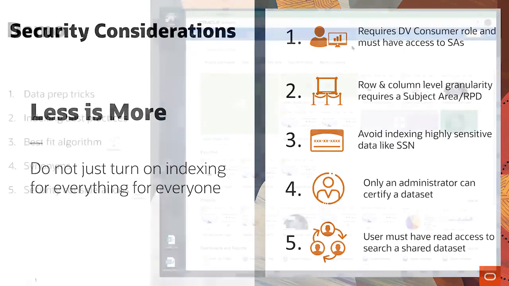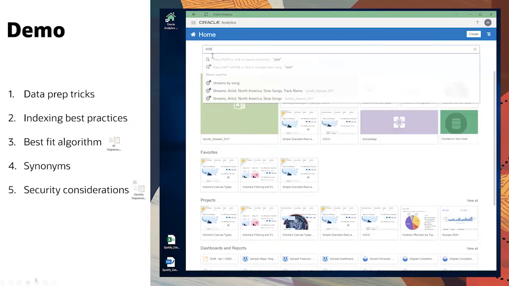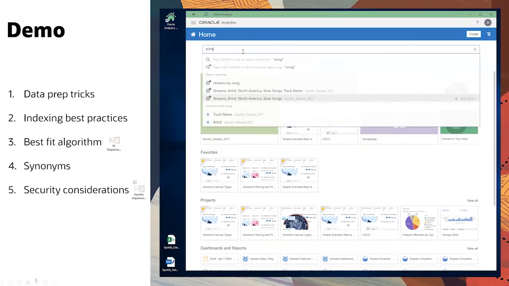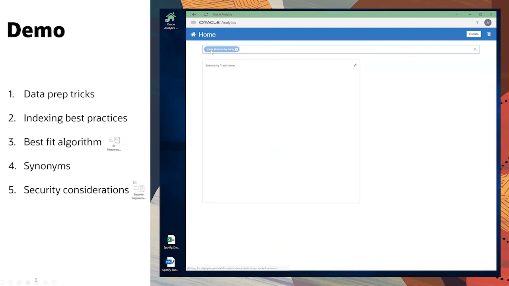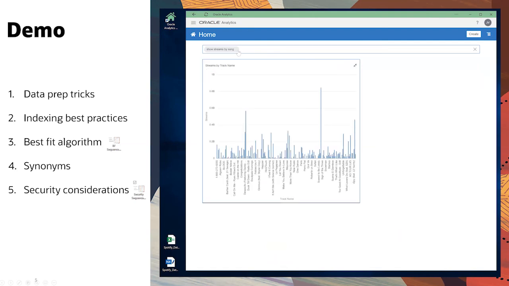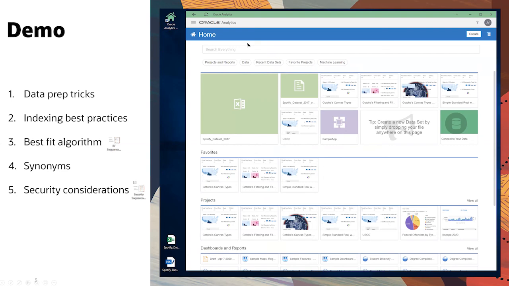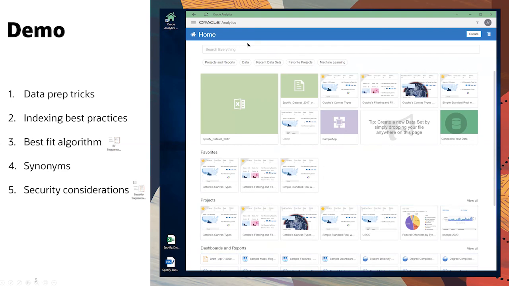So enough stalling. Let's go back to my home page now and see. Now we can actually ask for something like: show streams by song. And now you can see it found streams by track name. And now if you combine everything together, I've added synonyms, I've done some on-the-fly data enrichments, some grouping of countries into regions, and now you can actually start asking some pretty interesting questions.